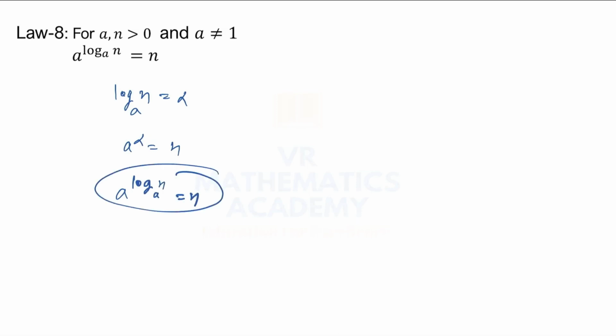To prove this result, we will put log n base a equal to alpha. Now a power alpha will be equal to n. If we again put the value of alpha, then it will be a raised to the power log n base a equal to n. So I think law 8 is very easy to prove.